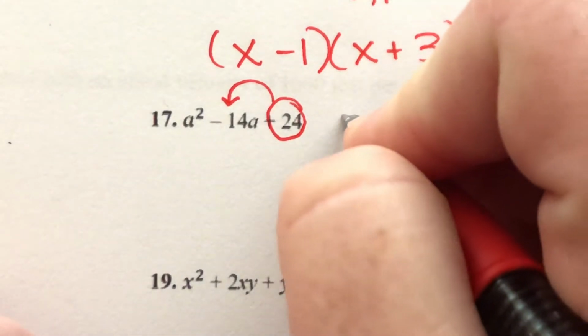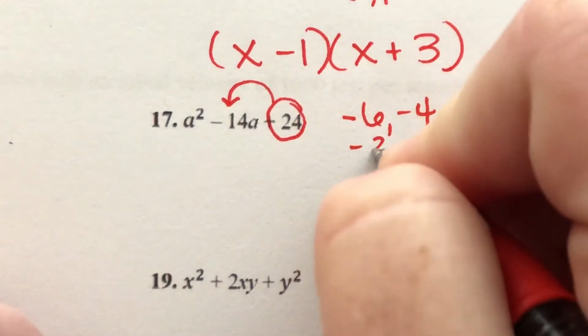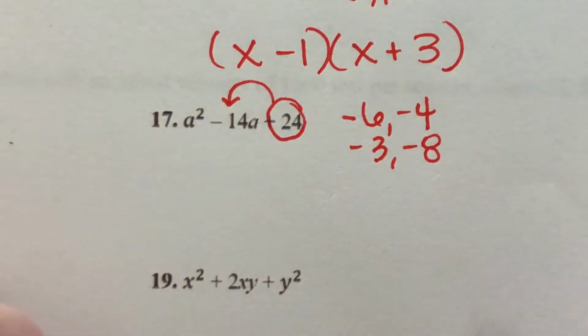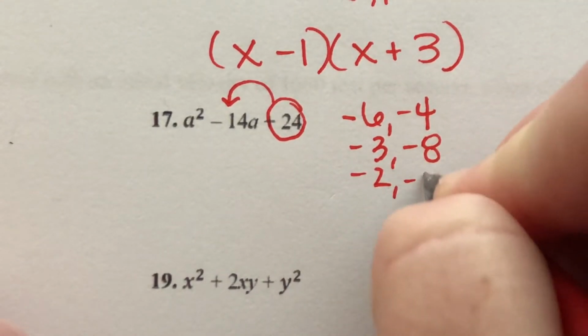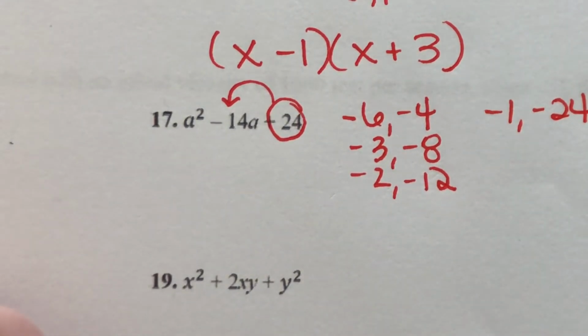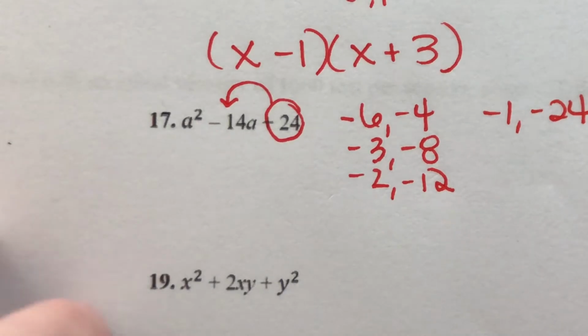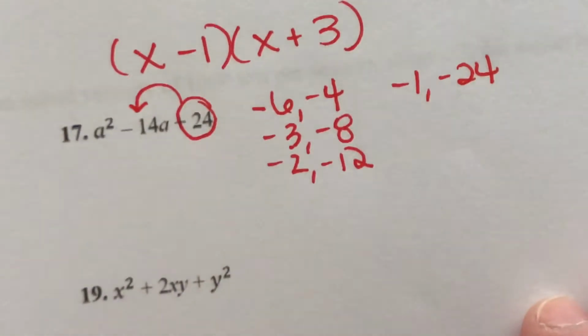So we could say negative 6 and negative 4, negative 3 and negative 8, negative 2, negative 12, negative 1, negative 24. Did I miss any? I think that's it. So which of these adds up to negative 14?